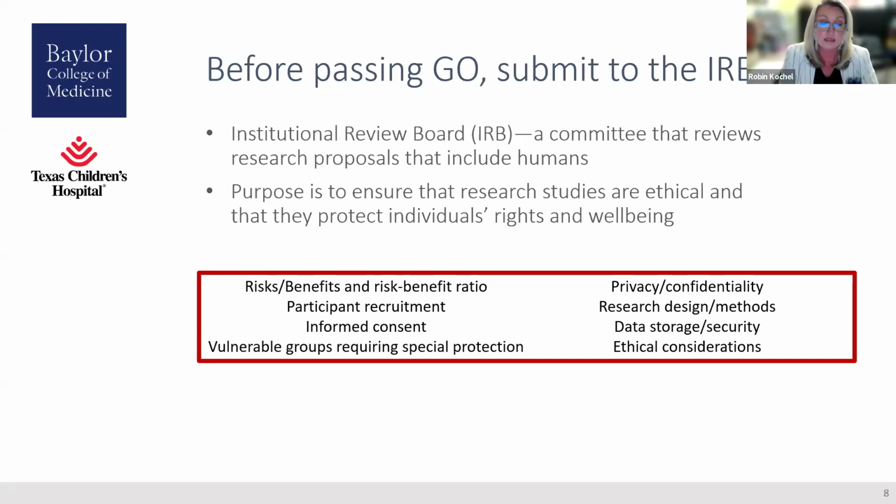So the IRB is also going to take a look at whether or not you're doing research with what they call vulnerable groups requiring special protection. This could include children, individuals with intellectual disability, prisoners, or employees of the organization that you are working for.